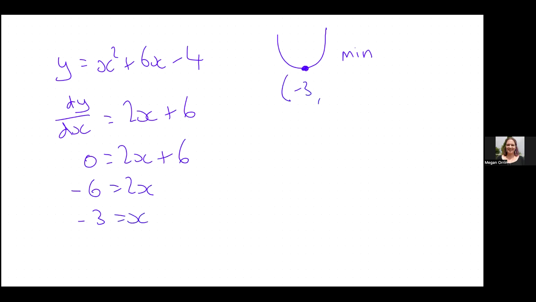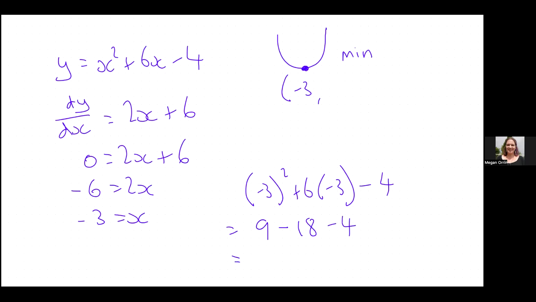Then what do I do with this? Put it into the original. So negative 3 squared plus 6 times negative 3 minus 4. What's this? 9. 9 minus 18. 18 minus 4 is negative 13.